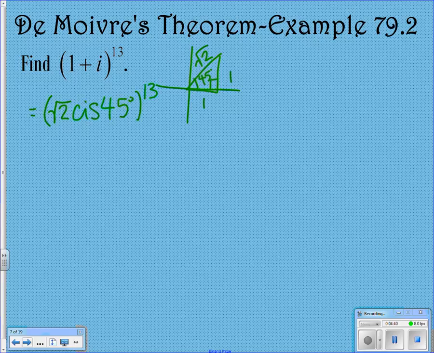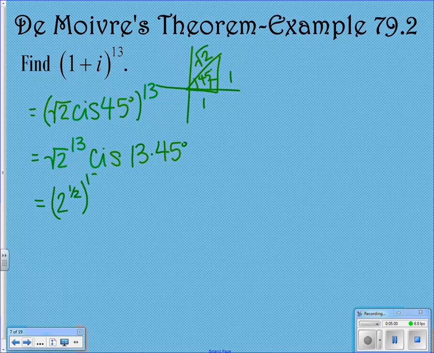And then it's to the 13th power. So now we're going to say the square root of 2 to the 13th, and then cis 13 times 45 degrees. The square root of 2 is the same thing as 2 to the 1/2. And so that's being raised to the 13, and we'll simplify that in a minute. And then cis, 13 times 45 is 585.